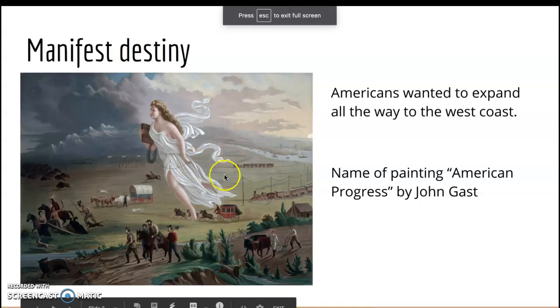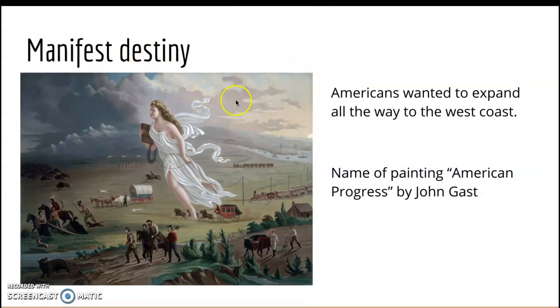Now, the next word that we are going to discuss, our vocabulary word, is manifest destiny. Remember that manifest destiny is the idea that it's all Americans' God-given right to expand all the way to the West Coast, all the way to the Pacific Ocean. Now, the person who painted this was John Gast, and the title is American Progress.